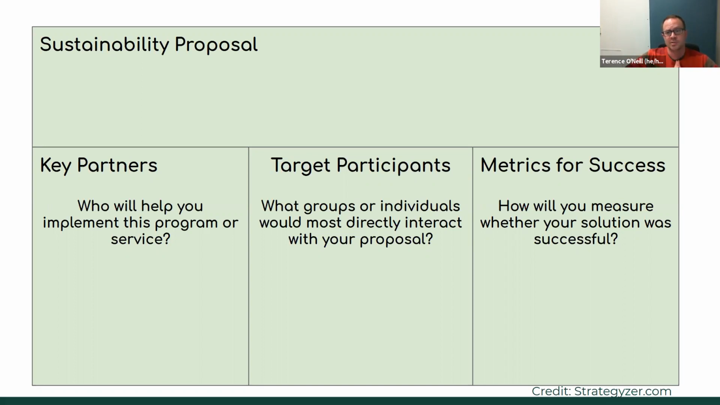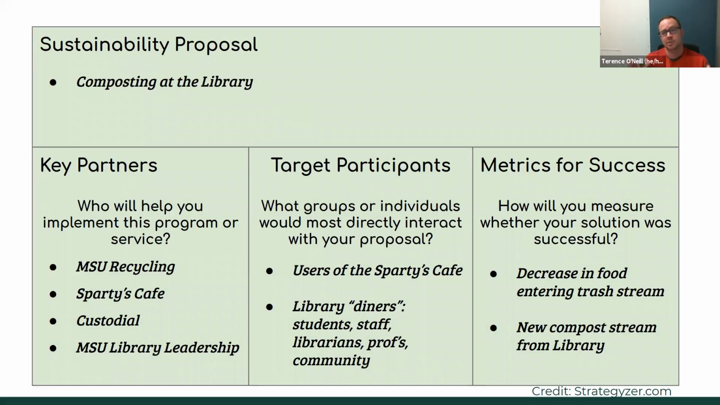And what we did is we applied this approach to the compost planning process. To give you an example of how this might break down, the sustainability proposal is very simple: bringing composting to the library. And we started thinking about the key partners. We knew we needed to have, as Eric mentioned, MSU Recycling on board because they were going to be taking the compost. We knew that Sparty's Cafe made sense because that's the place where everybody was eating and bringing their food already. And potentially Sparty's Cafe could make this more successful or less successful depending upon some choices they were making.